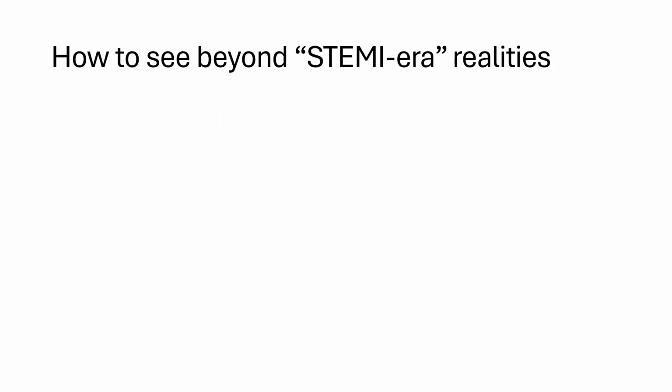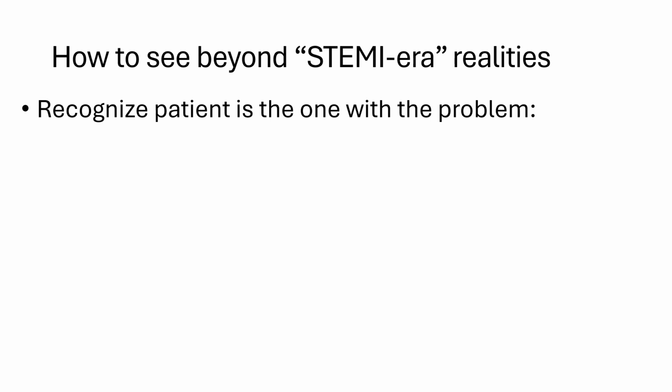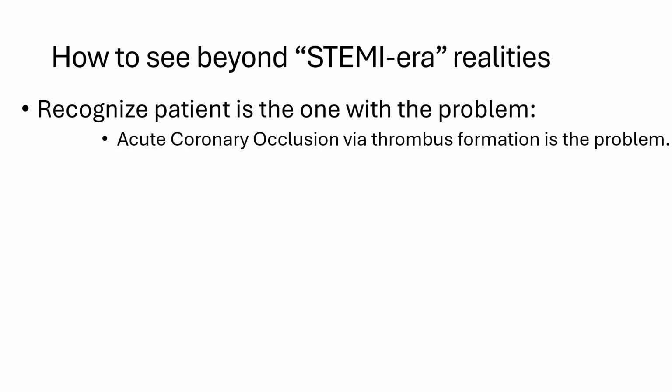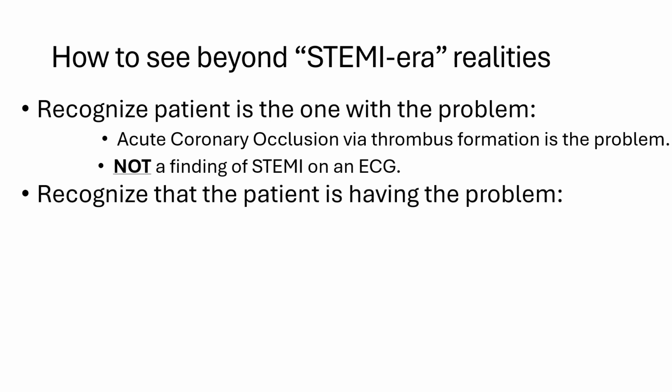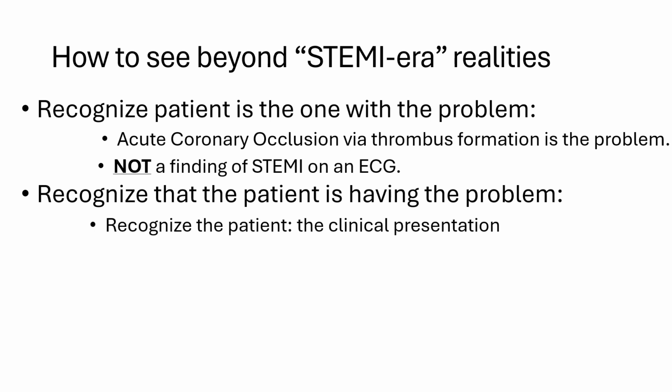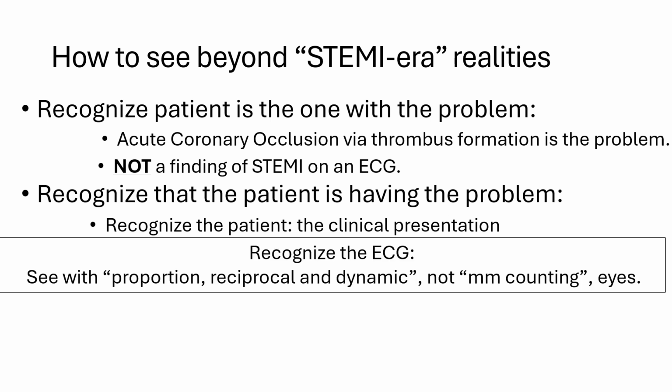So here's how to see beyond STEMI era realities. First, recognize the patient as the one with the problem, not the ECG. Recognize that the patient is having the problem. ACS is a clinical diagnosis. Secondly, and this is the task at hand, learn to recognize the ECG by seeing with proportion, reciprocal, and dynamic eyes, not millimeter counting eyes.